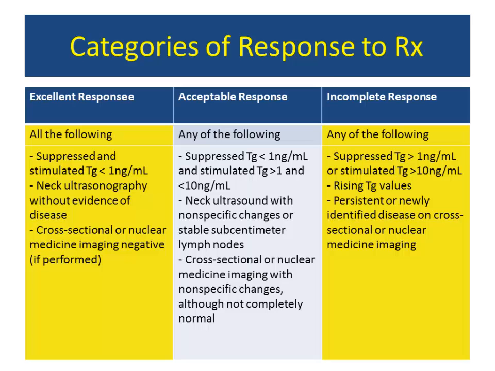An acceptable response is any of the following, a little bit more advanced: suppressed thyroglobulin less than 1 nanogram, but stimulated thyroglobulin between 1 and 10 nanogram, and neck ultrasound with non-specific changes and maybe sub-centimeter lymph nodes, and cross-sectional or nuclear medicine imaging with non-specific changes, although not completely normal. So basically, an acceptable response is more like biochemical evidence of persistent disease with some non-specific changes in the neck.